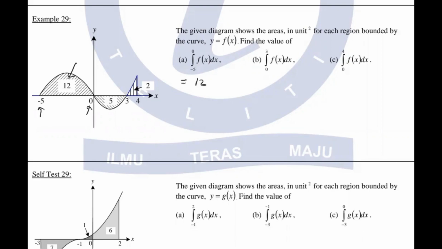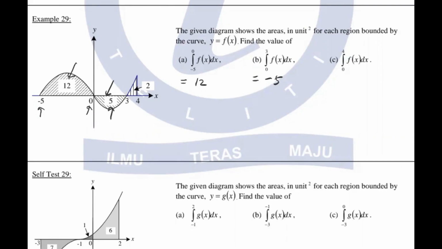Yes. Okay, the second one is a bit tricky because you can see it's negative, it's below. Now, I want to ask you a question. Can area be negative? No. Can integration be negative? Yes. So this area is positive 5, but the integration value is negative 5. Why is it negative? Because your y value is negative.